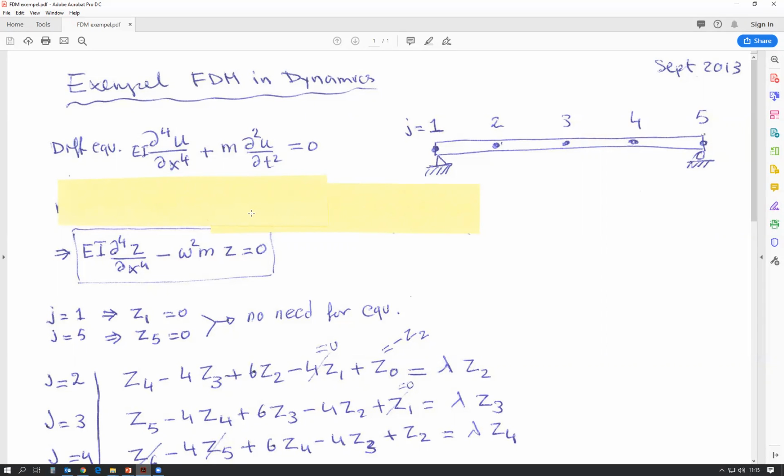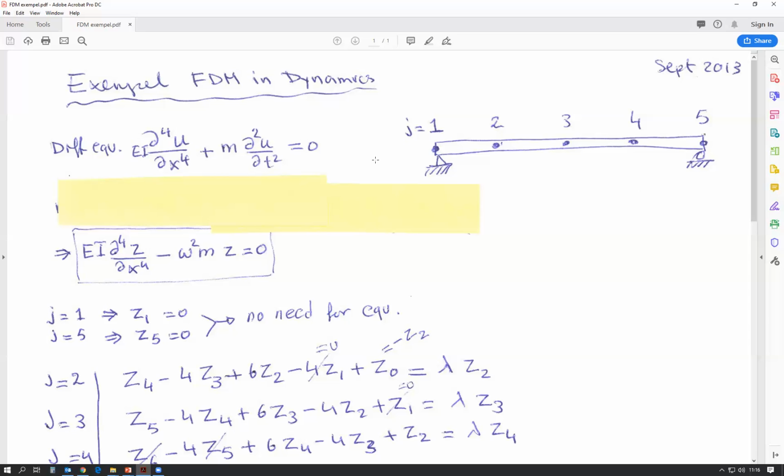This can be rewritten as this, as we saw, by saying that u is a function of z multiplied with the time function theta, and differentiating twice, we can get this expression. Okay, and now we start to write the equations for all these points, replacing the derivative with the central difference.